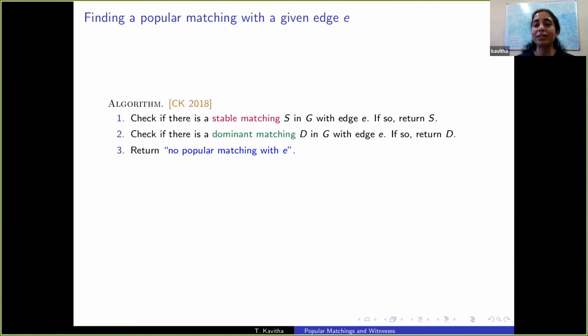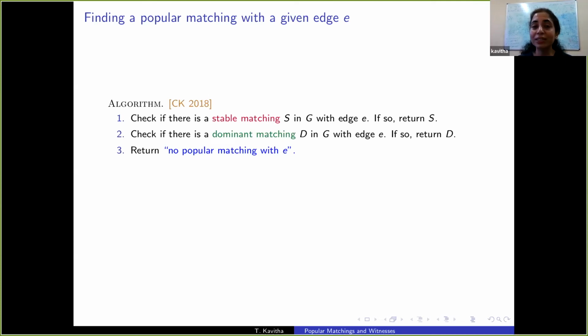Otherwise, let's try to find a dominant matching with a given edge. How do we solve this problem? Any dominant matching is a stable matching in G prime. So run the same stable matching with a particular edge algorithm in G prime. If we find such a stable matching, great. That's a dominant matching. It's a popular matching. So we've solved the problem.